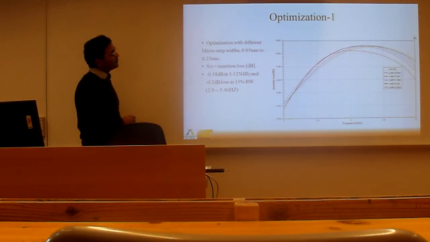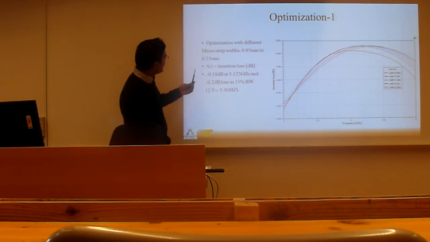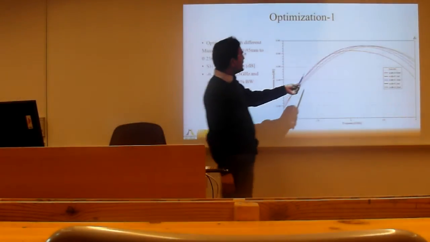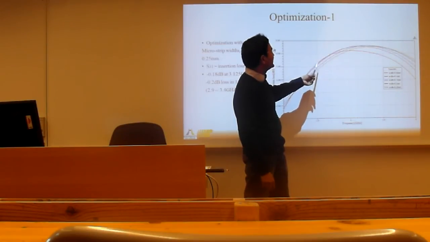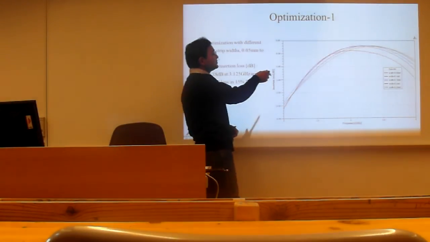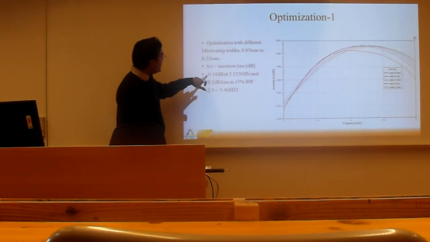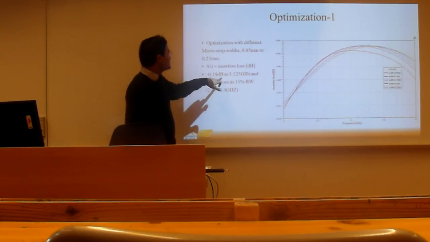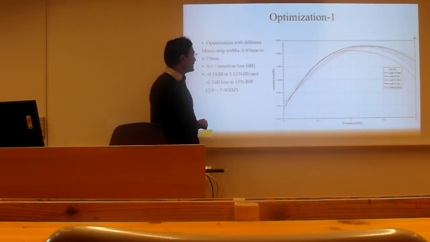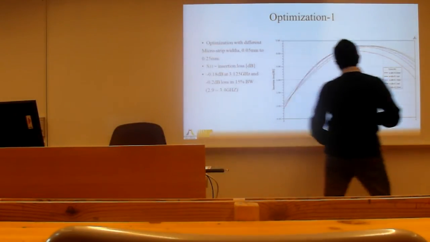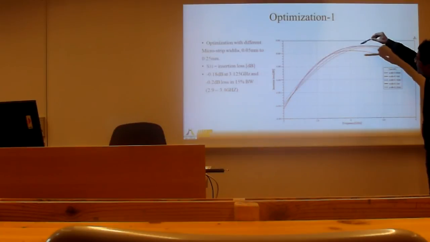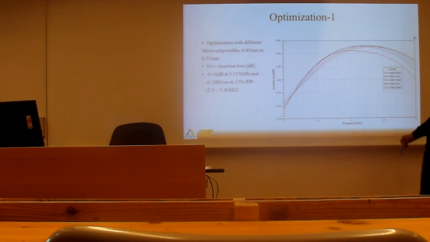This graph gives the information only about the insertion loss in the first step of the optimization process. S31 insertion loss: all these 5 curves give the information about the insertion loss. At the operating frequency of 3.125 GHz, the insertion loss level is minus 0.1 dB. You can check this blue line at this operating frequency, which is minus 0.18 dB.